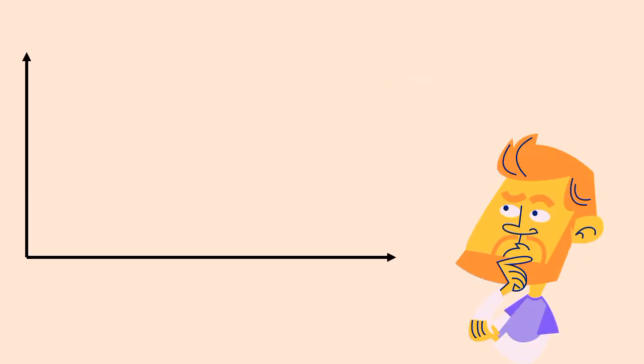We can represent this with a graph. Time on the horizontal axis, speed on the vertical axis. This graph forms a rectangle. Its width is 4 seconds. Its height is 1 meter per second.